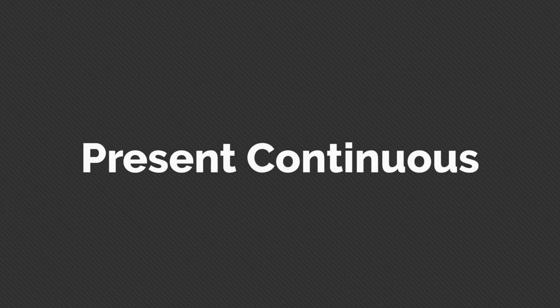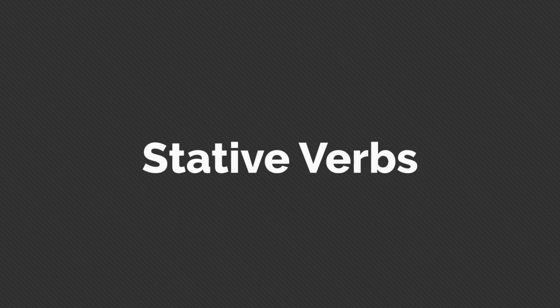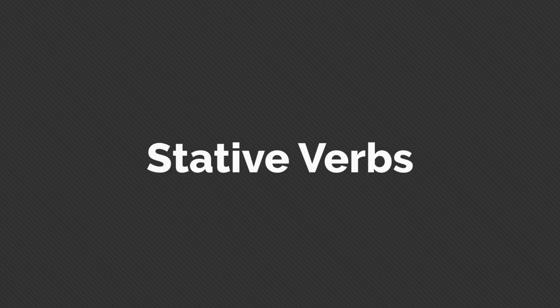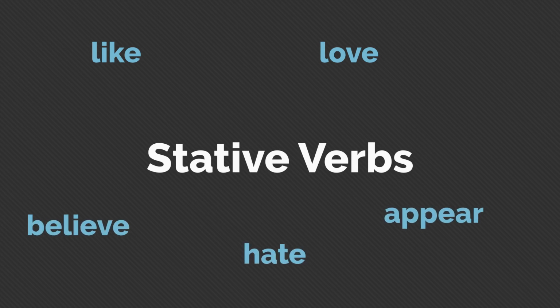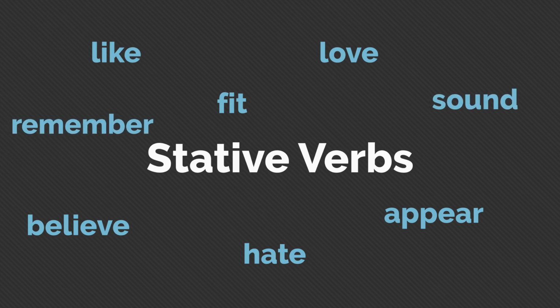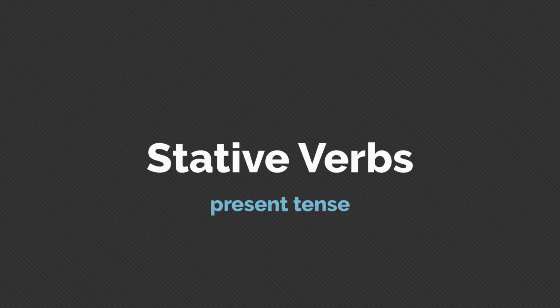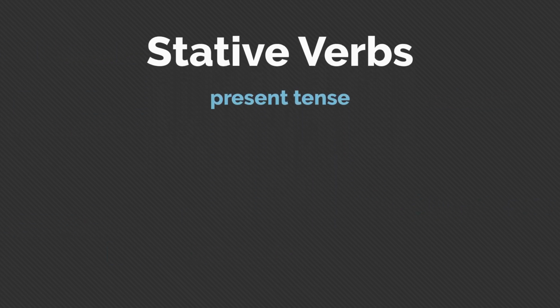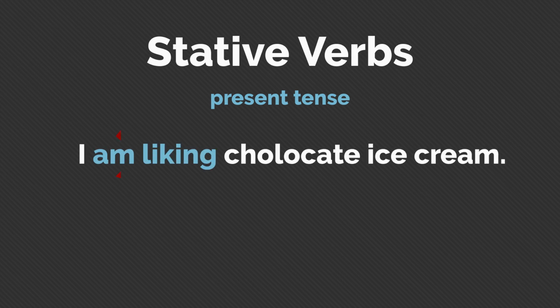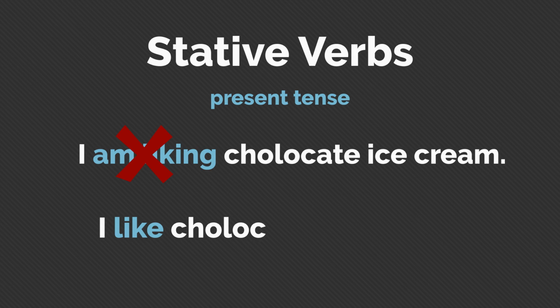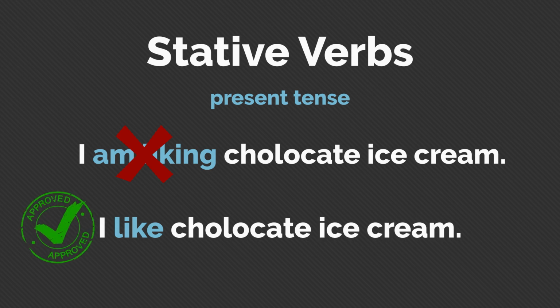However, there are certain verbs that you can't use the present continuous tense with, namely stative verbs. These verbs show a state of being. Some common ones include like, love, hate, appear, believe, fit, sound, remember. When using stative verbs, you should just use the present tense. For example, I am liking chocolate ice cream is incorrect. I like chocolate ice cream is correct.